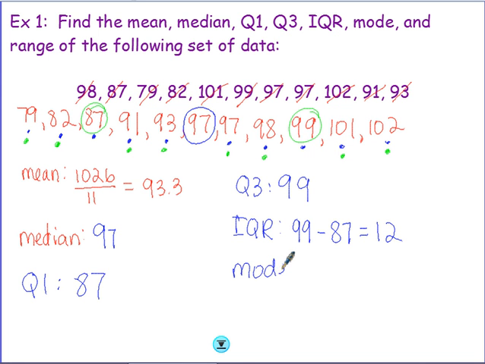The next thing they ask for is the mode. This is, of course, your number that occurs the most. Very easy to see when they are in order from least to greatest. If I look through my list, the only one that I see used more than once is right here. 97 is used twice, so 97 is your mode. And then finally, the last thing we need to find is the range. This is your absolute highest number, which is 102, and subtract your absolute lowest, which is 79. And your calculator should tell you it's 23.